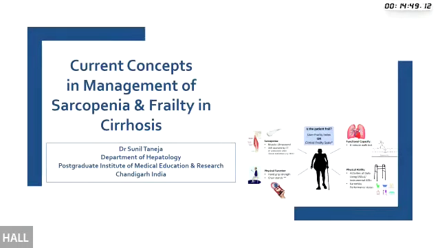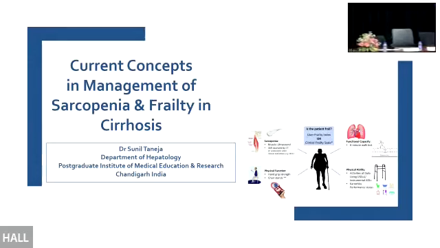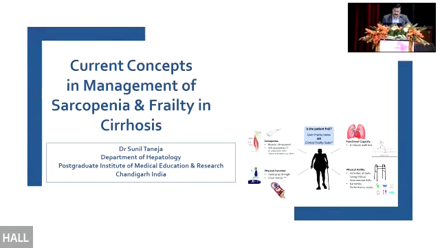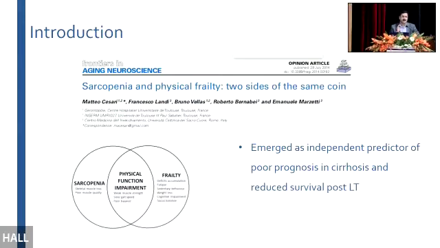So quickly over the next 15 minutes, I'll just give you the concept of sarcopenia and frailty, a little bit about the diagnosis, what is the gold standard for diagnosis, and what are the treatment options available to us for treating frailty and sarcopenia. So sarcopenia and physical frailty are two sides of the same coin.